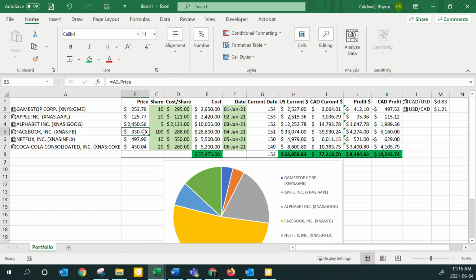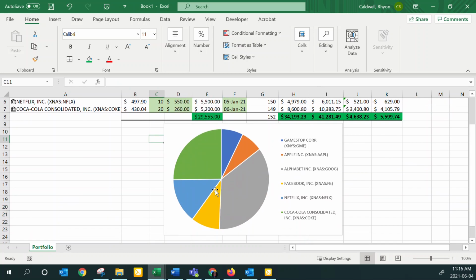Well, the price is correct. How many shares? I only bought 10 shares, not 100. I wish I would have bought 100 shares, but I only bought 10. So I'm going to change that back to 10. And right away, it changes the visualization and it looks a lot better than what it used to be right there.